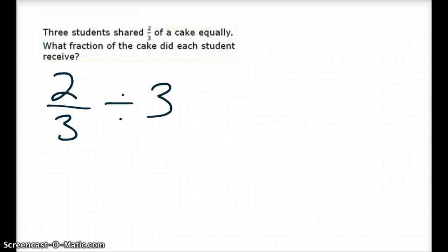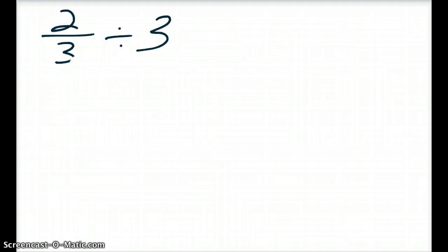So the first one we have says 3 students shared 2/3 of a cake equally. So what fraction of the cake did each student receive? So 3 students shared 2/3 equally. The question wants to know what each student receives. So we're going to go 2/3 divided by 3.